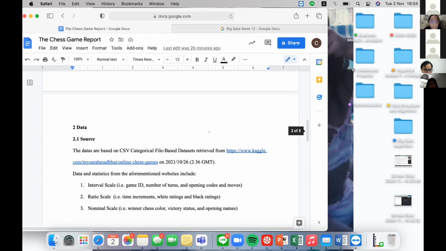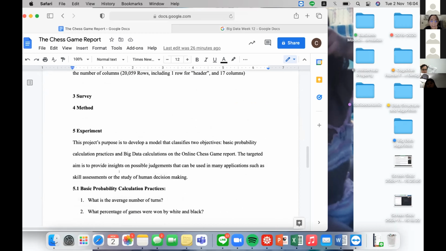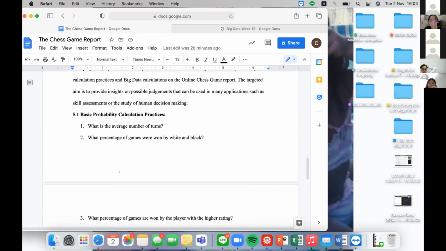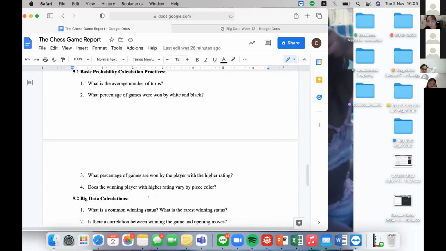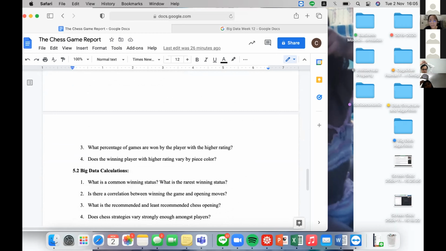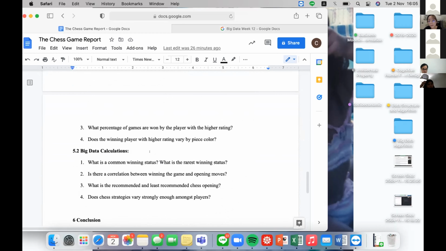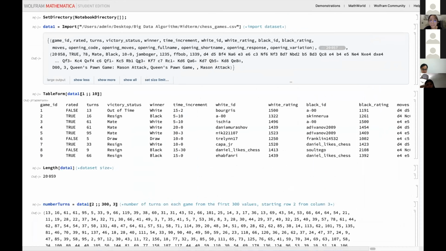So it includes information of interval scale, ratio scale, and nominal scale. The goals of this analysis are basic probability calculation practices, as well as big data calculations, which include the average number of turns, the percentage of games won by each color, or the rating, as well as the common or rarest winning status, the correlation recommendations, as well as the strategies. And this is my first attempt.